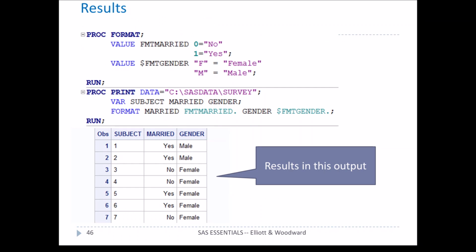So here's the program where we've created the format first, and typically that's at the top of your program, and then you apply it within a procedure. So here within PROC PRINT, we have applied the formats married and gender, and then we see the output married and gender.